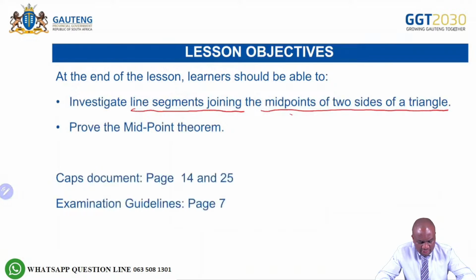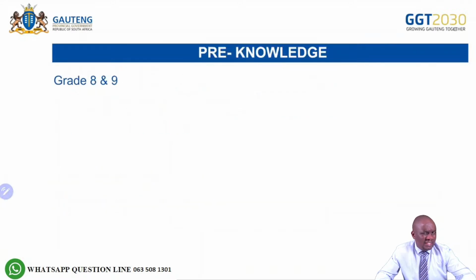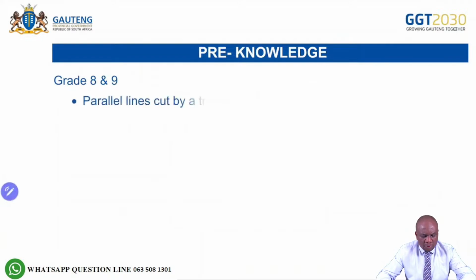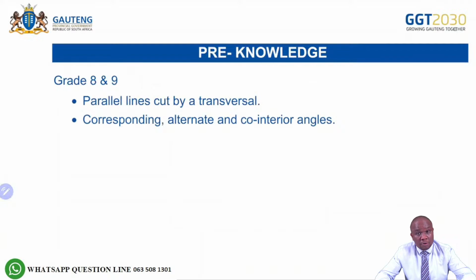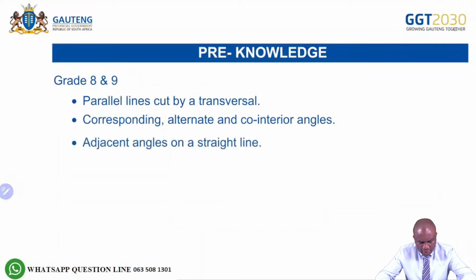Okay, and then what have we done in grade 8 and grade 9 that is going to be used in this lesson? Remember, we have done parallel lines cut by the transversal, geometry of parallel lines. You have to remember that. Do you remember corresponding angles, alternate angles, co-interior angles? Still under geometry of straight lines there. Adjacent angles on a straight line. We have done that in grade 8, even from grade 7, I think. 7, 8, 9, we have done that.